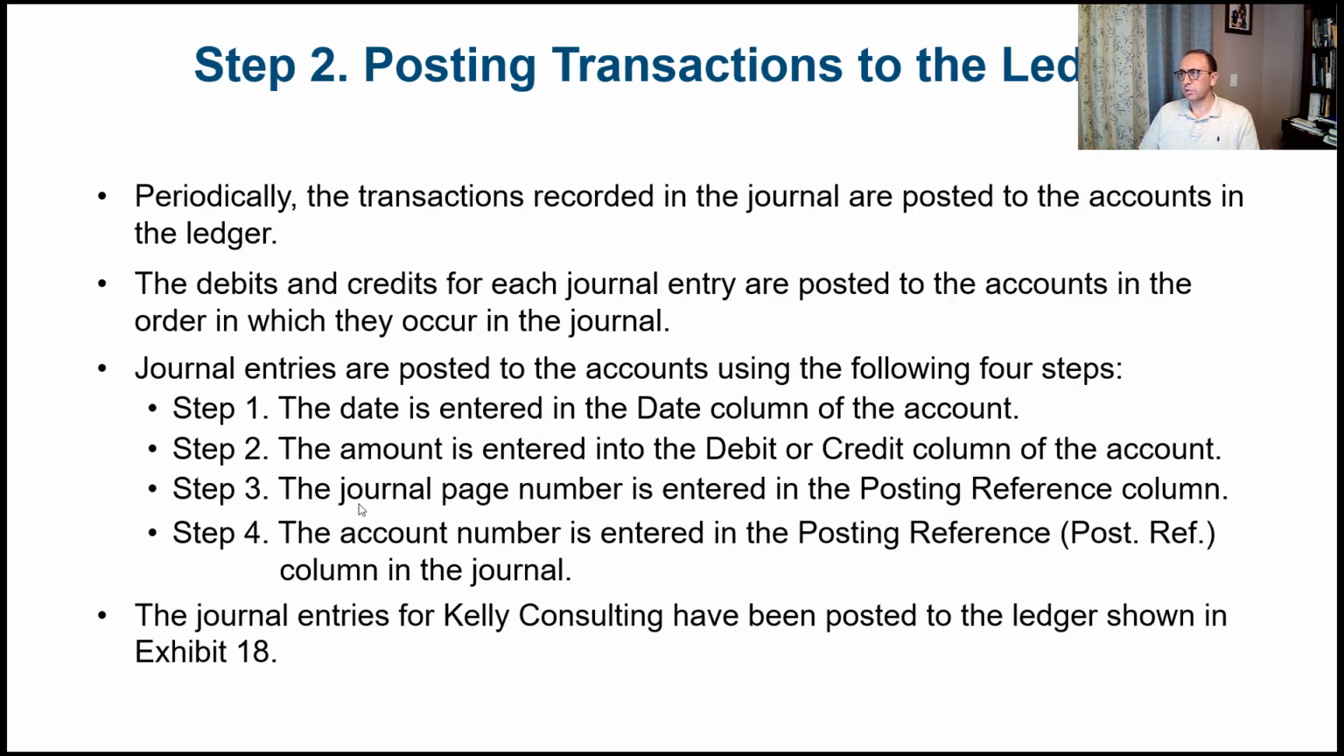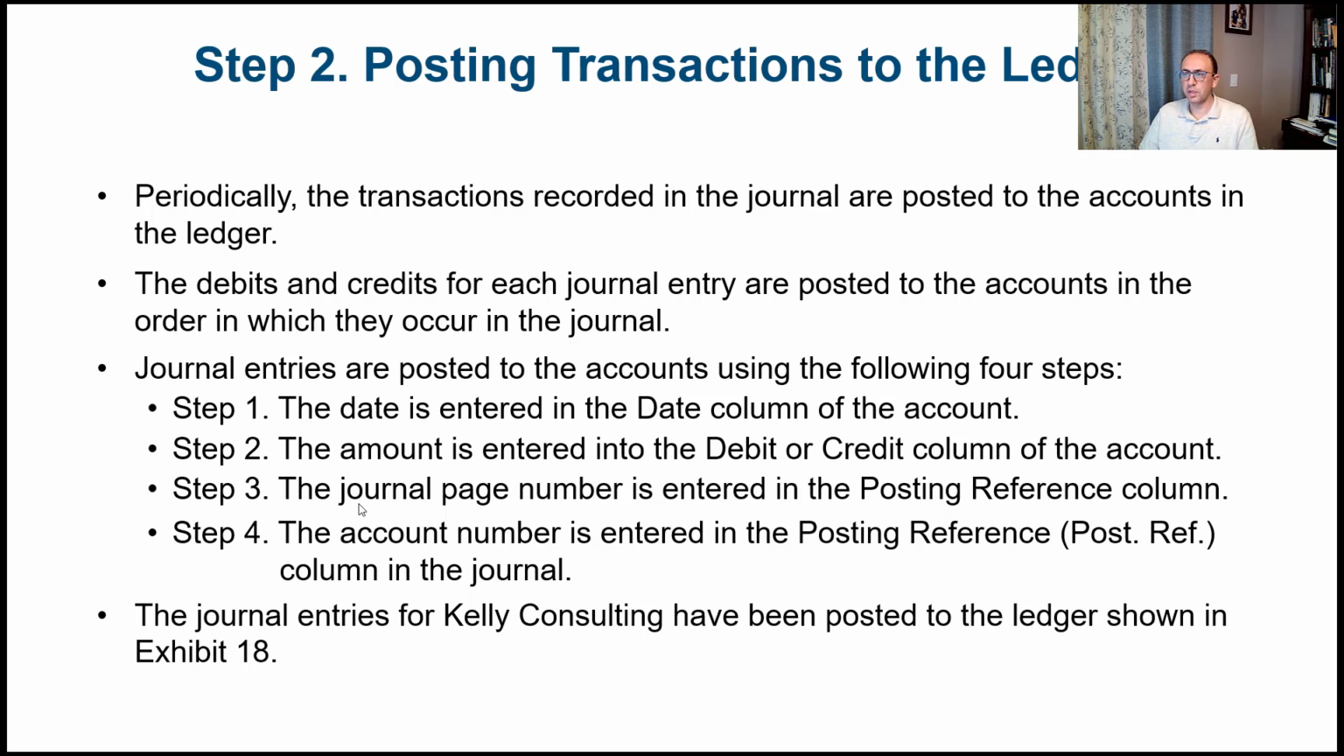Periodically, the transactions recorded in the journal are posted to the accounts in the ledger, and this is what we call the posting process. So the debits and credits for each journal entry are posted to the accounts in the order in which they occur in the journal. So journal entries are posted to the accounts using the following steps.